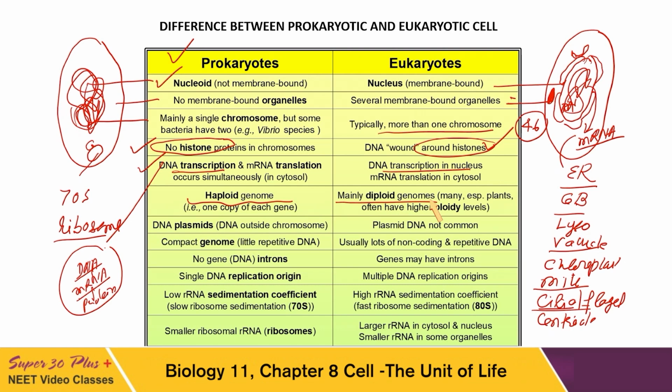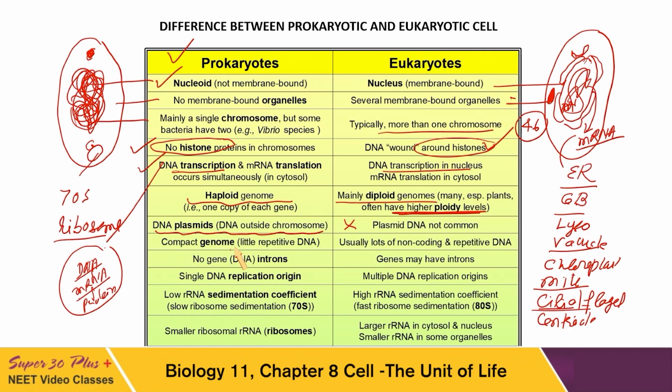Especially in plants, they have even more than two, known as polyploidy: 3N, 4N, 5N. DNA plasmids are present. This is the main hereditary DNA, but some DNA is present in the cytoplasm also, known as plasmid DNA, which performs different types of functions. This is the DNA outside the chromosome. Plasmids are not found in the eukaryotic cell.